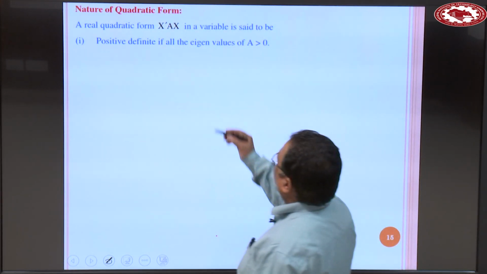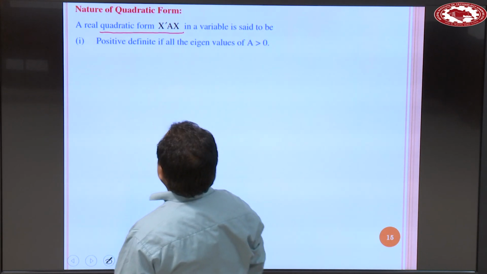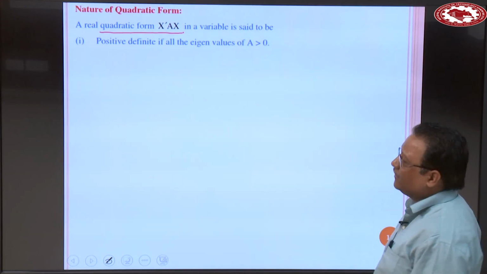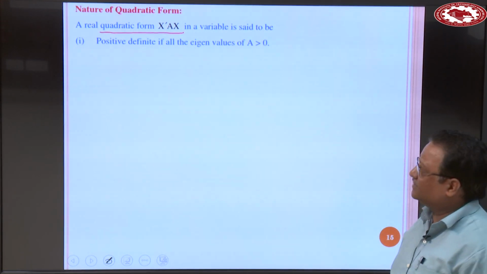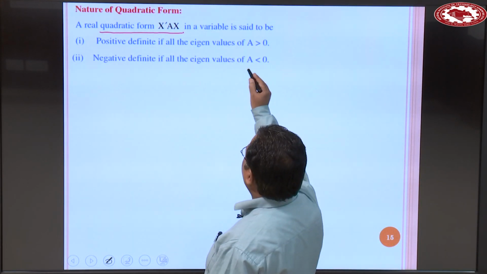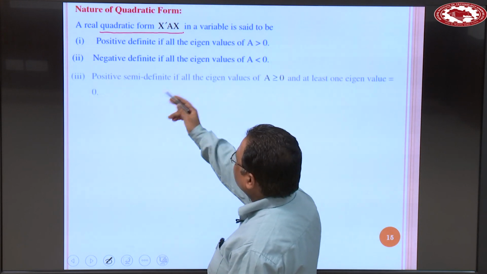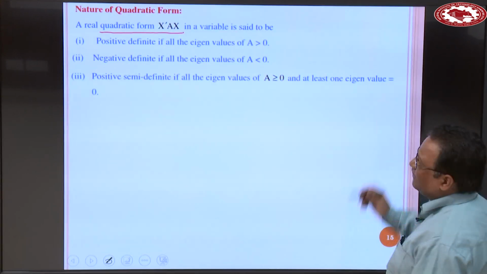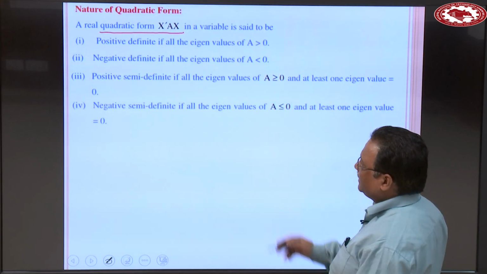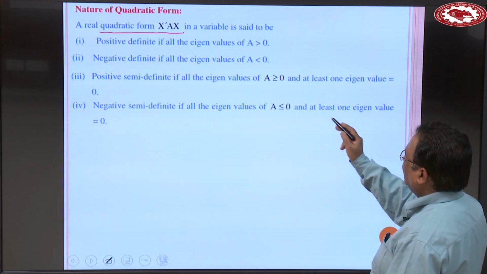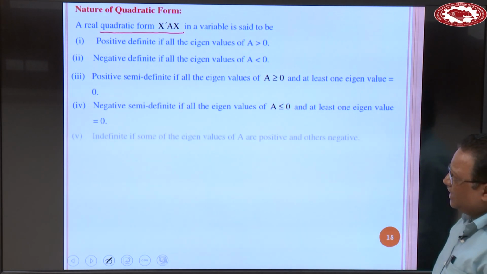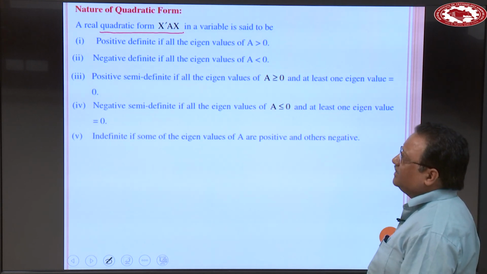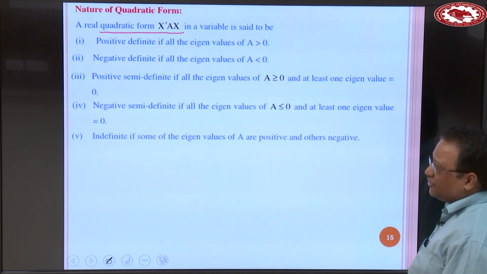So a real quadratic form x dash Ax in n variables is said to be positive definite if all the eigenvalues of A are greater than 0. In other words, you can write like this way. Negative definite if all the eigenvalues of A are less than 0. Positive semi-definite if all the eigenvalues of A are greater than or equal to 0 and at least one eigenvalue is 0. Negative semi-definite if all the eigenvalues of A are less than or equal to 0 and at least one eigenvalue is equal to 0. And indefinite if some of the eigenvalues are positive and others negative. Okay. Then this quadratic form is said to be indefinite.